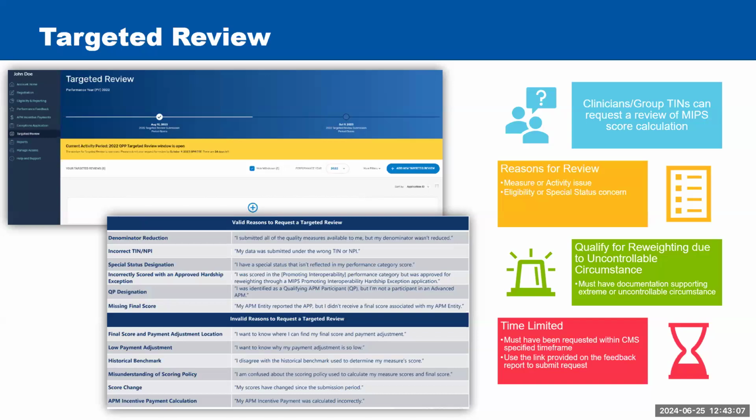And there are other reasons why you shouldn't. Just because you disagree with how benchmarking was used to determine your score doesn't count for a targeted review process. Score changes, one of the things CMS is doing probably next year is they'll be putting out scores, but they won't be putting out our final payment adjustments, because during this targeted review process, there are generally lots of changes to the scoring and things. So any of that is possible, but that's not a valid reason for a targeted review.